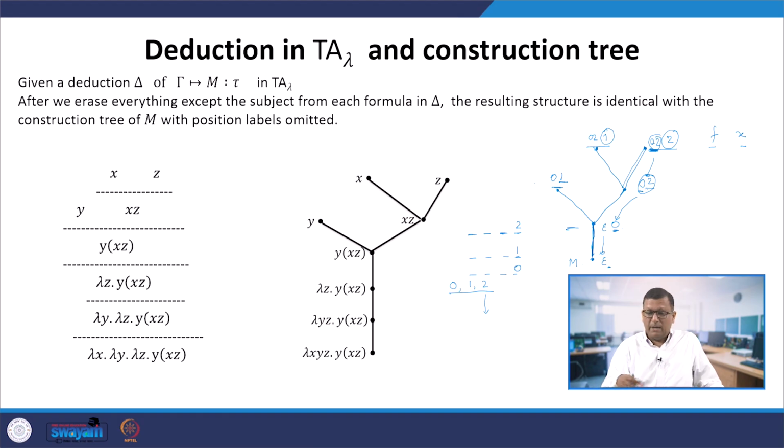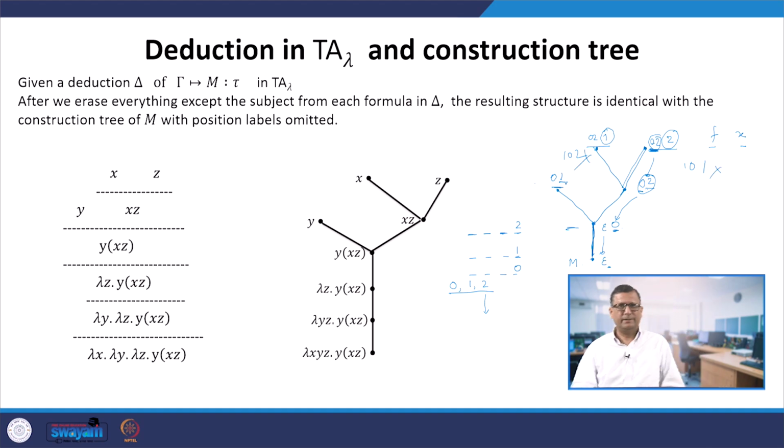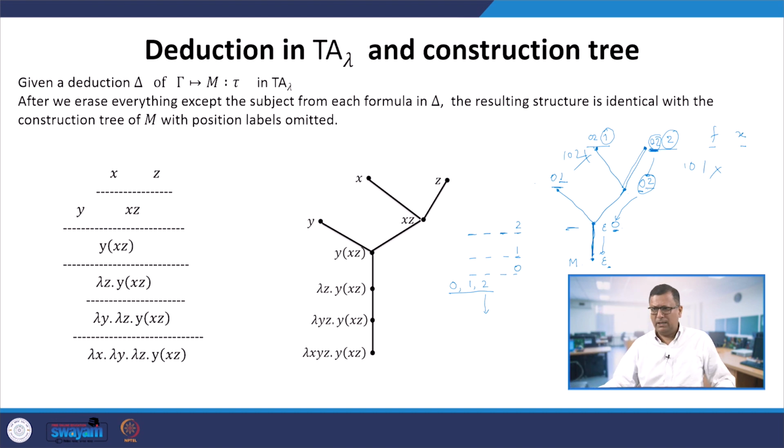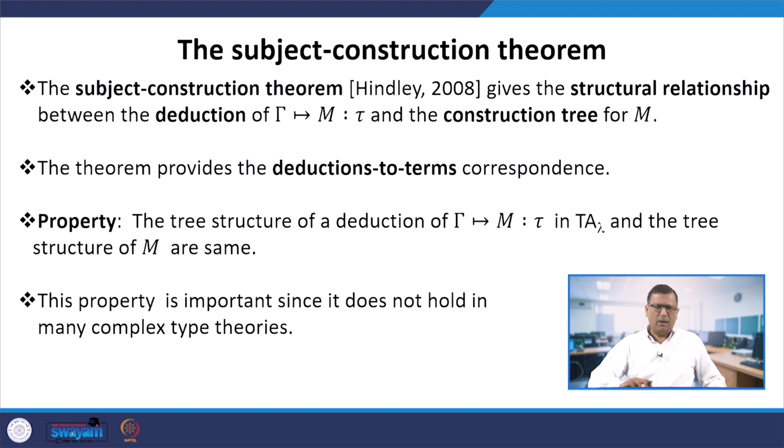You cannot put arbitrarily something like 101 here, or 102. This is not correct, and you can easily verify it. It is obtained by the construction, or the definition, of the construction tree. So this is a nice property of the position labels. Now we are in a position to discuss the subject construction theorem.